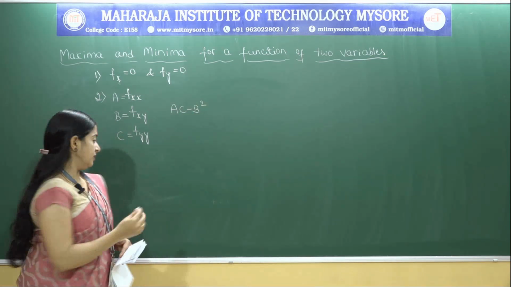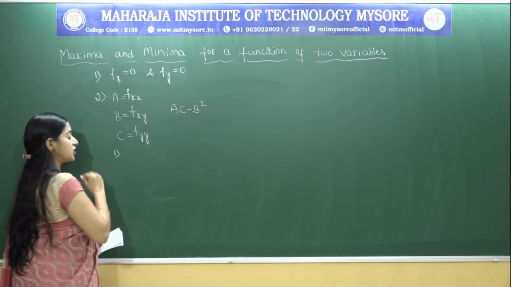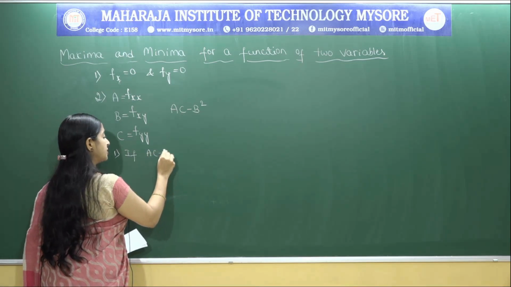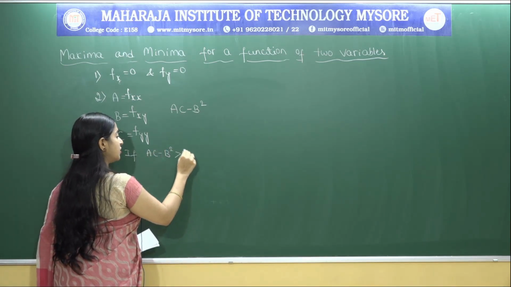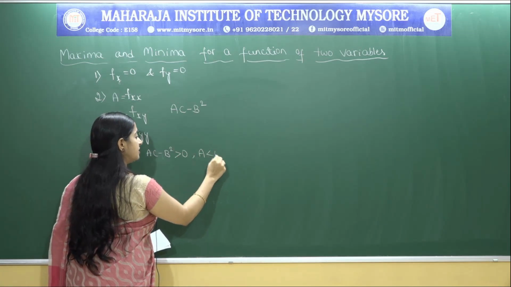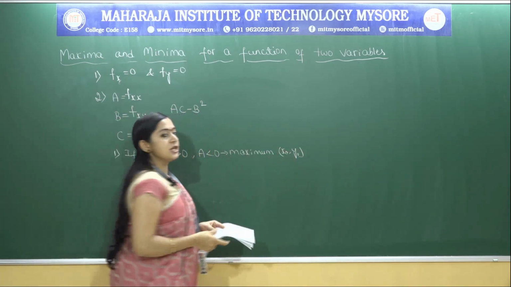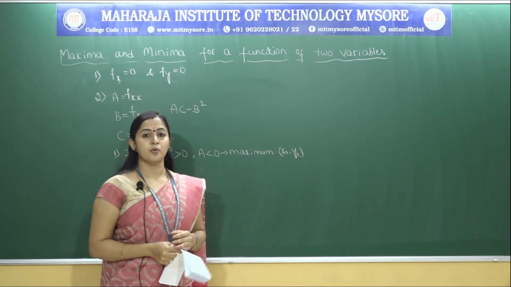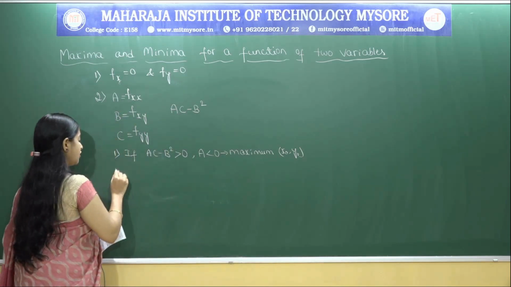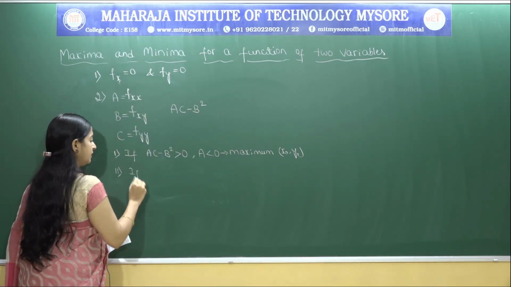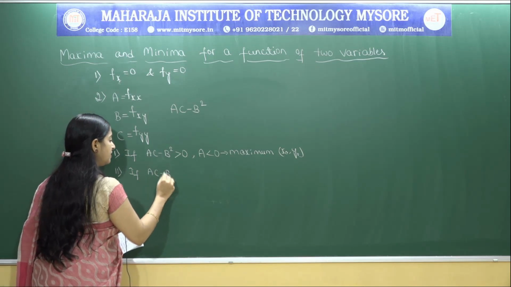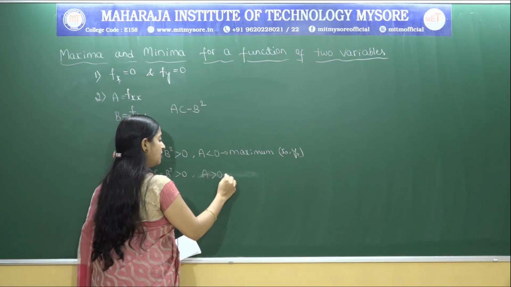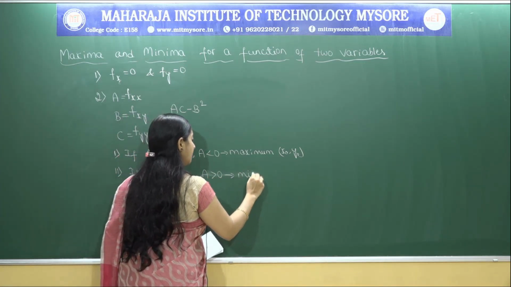Then the first condition, if ac minus b square is greater than 0 and a is less than 0, then the given function is said to be maximum at x0 comma y0. x0 comma y0 is the stationary point. Then the second condition, if ac minus b square is greater than 0 and a is greater than 0, then the given function is said to be minimum at x0 comma y0.